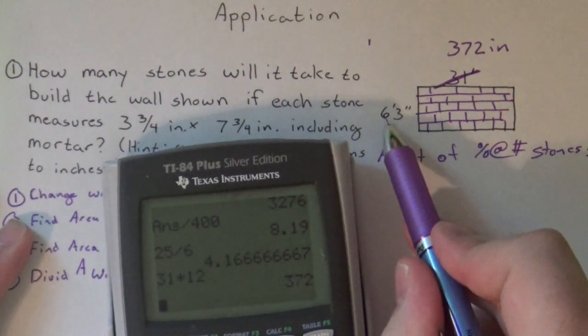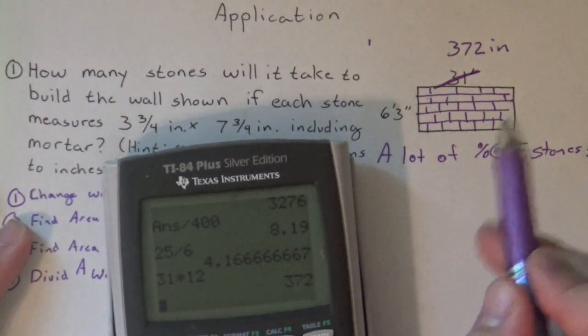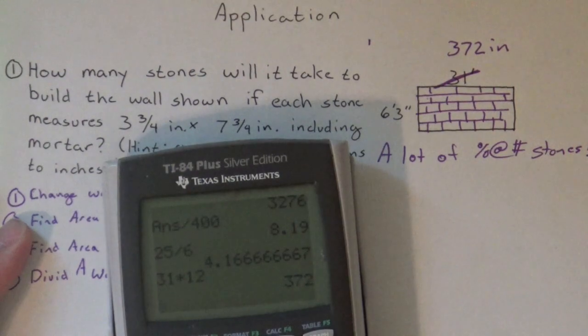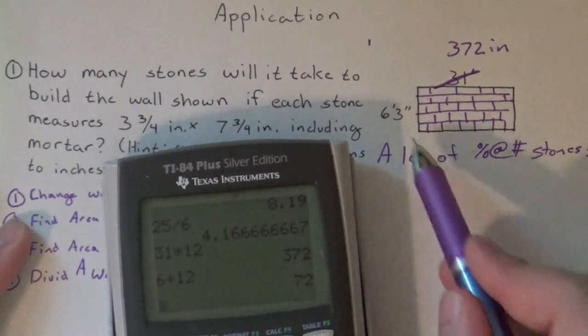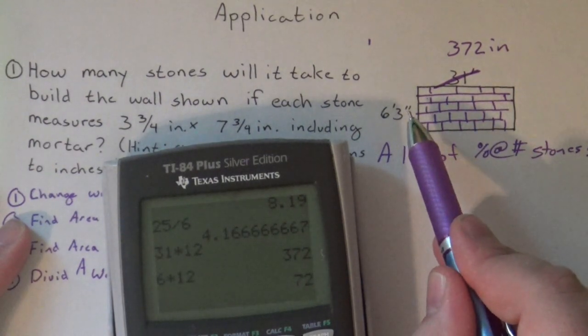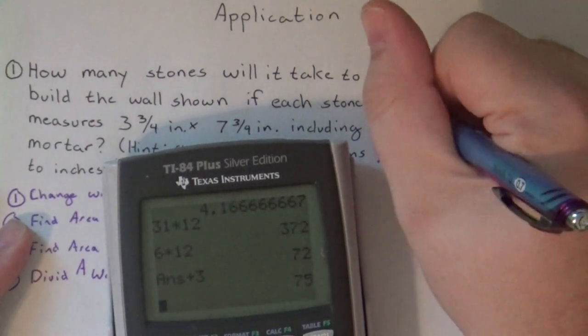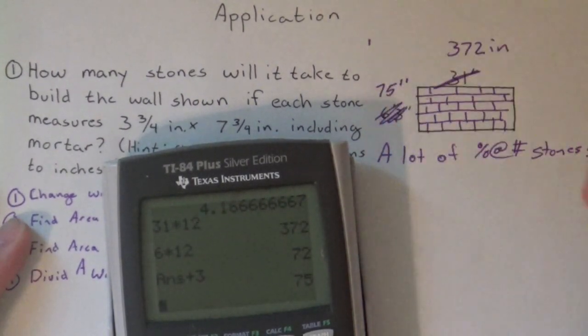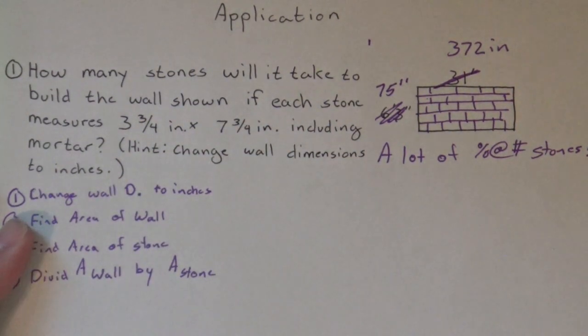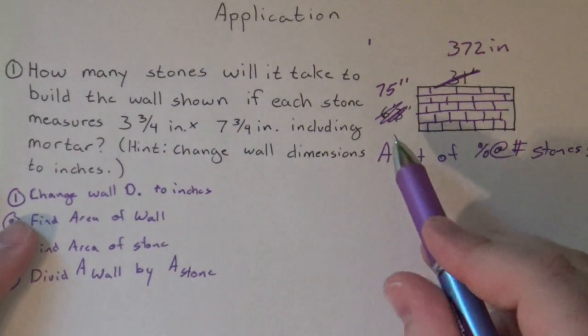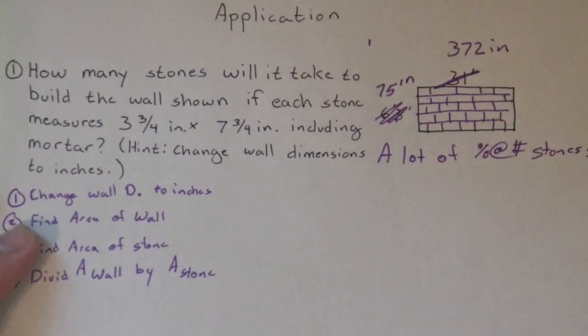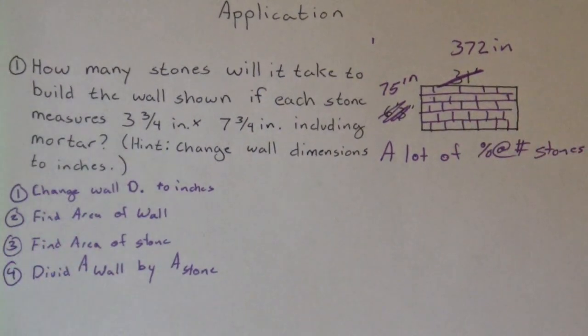Now let's do this one. It's 6'3". Well, there's 12 inches to a foot, so 6 times 12 gives me 72. But I also have that additional 3 inches right here. So I'm going to add 3. That means that this right here is 75 inches. So I have done my first step. I have changed it all into inches.